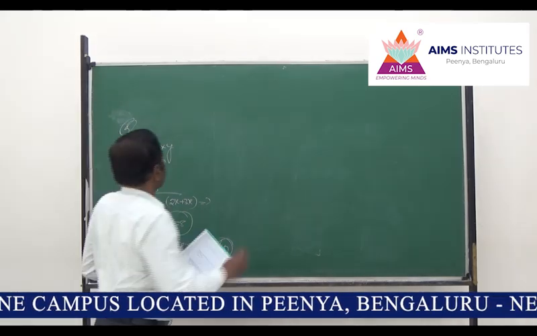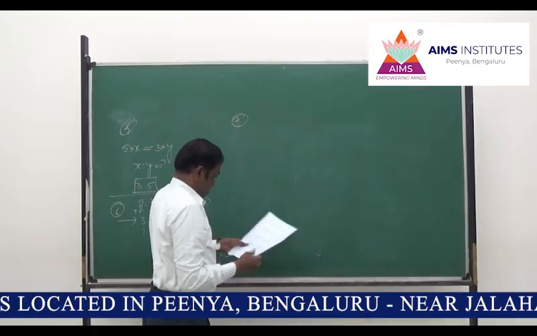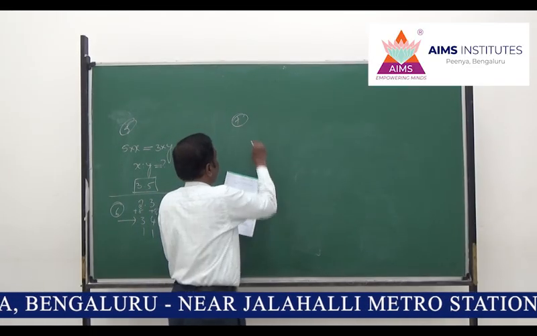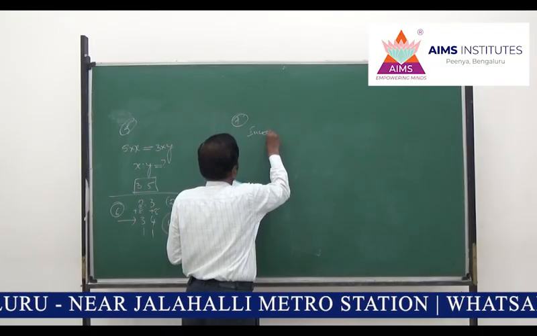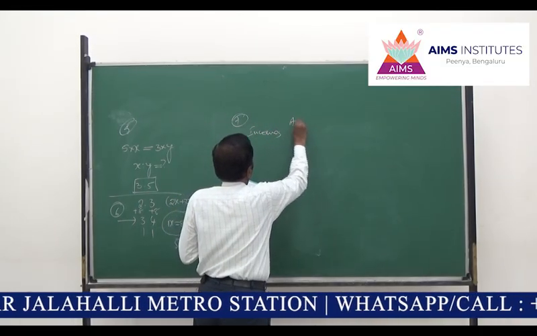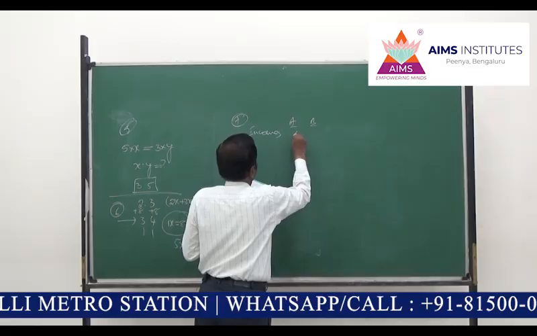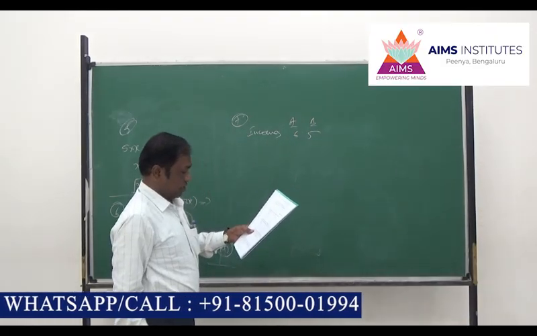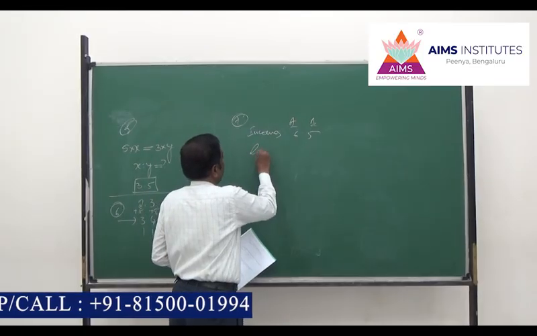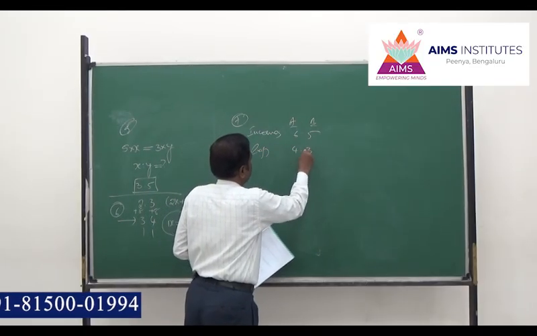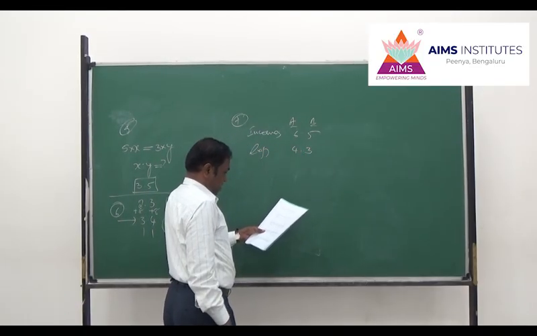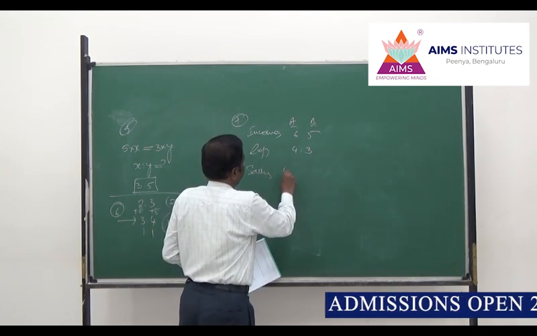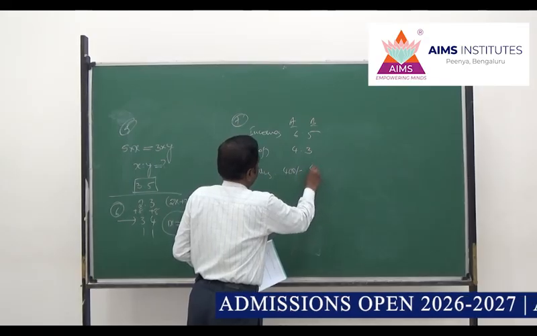Question number 7. The ratio of monthly incomes of A and B is 6 is to 5, and their monthly expenditure is 4 is to 3, and each of them saves rupees 400.